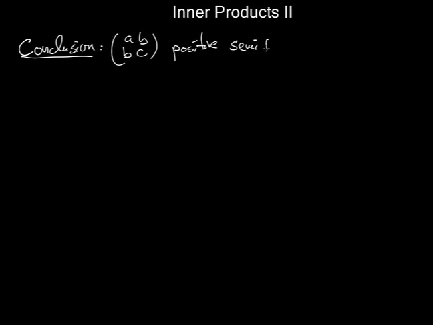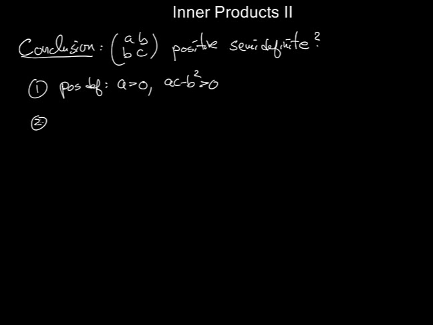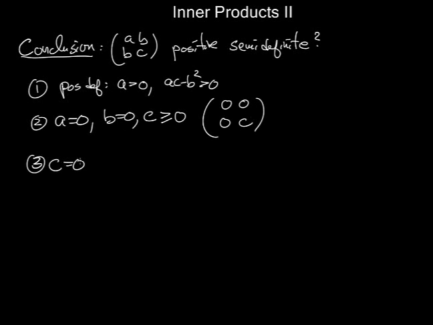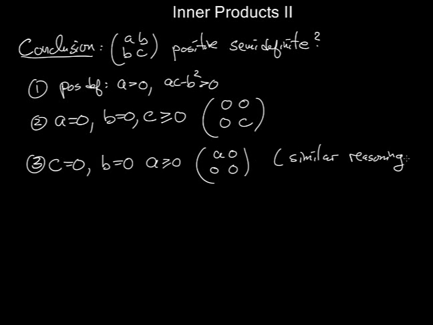When is this matrix positive semi-definite? Well, the first case is if it's positive definite, which of course means that a is bigger than 0 and the determinant is bigger than 0. And the second case is if a is equal to 0, which forces b to be equal to 0 and c to be non-negative. And it's this matrix here, 0, 0, 0, c. And similarly, if c was equal to 0, you'd conclude that a has to be bigger than or equal to 0.